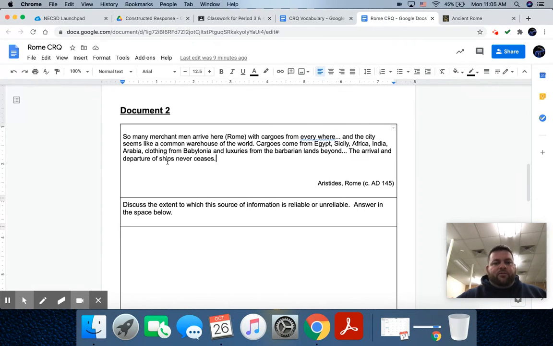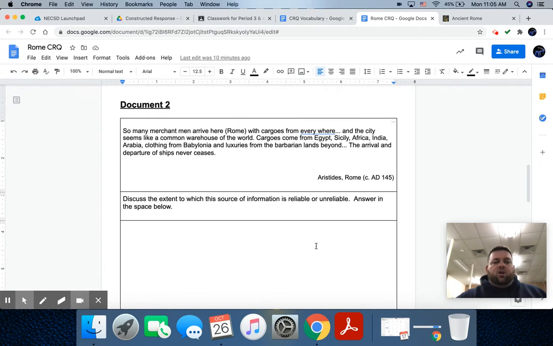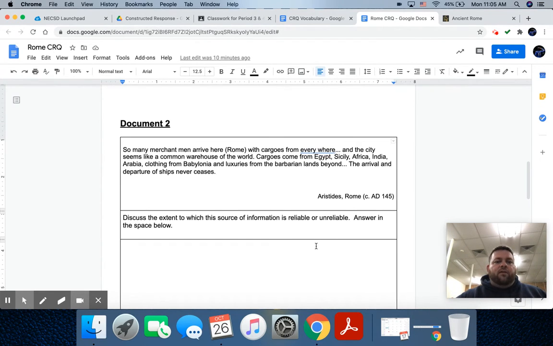You don't need me to read it for you. But basically, it's discussing all of the trade that is happening and how Rome is basically the center of that trade, right? So this question will often ask you about purpose or bias or reliability.